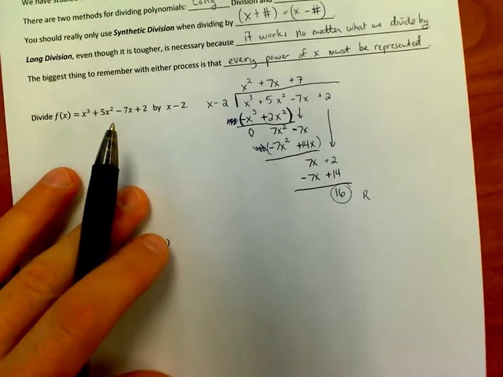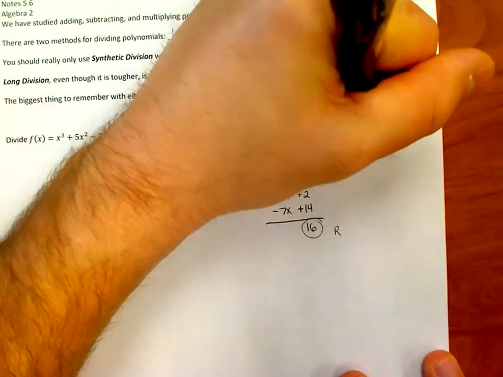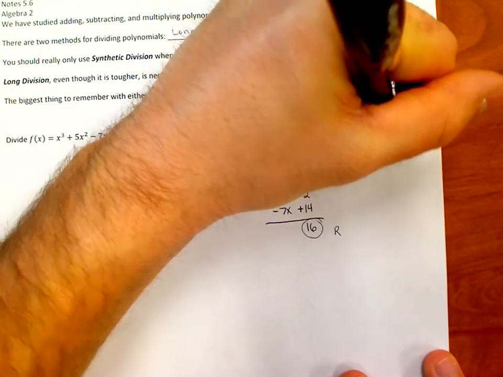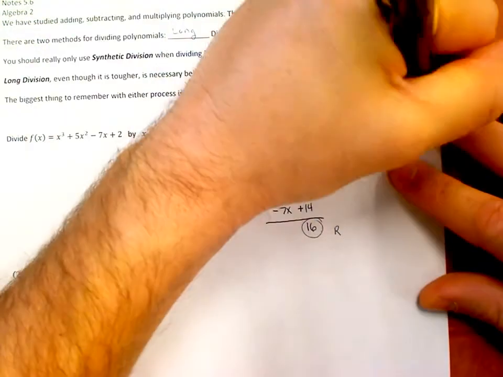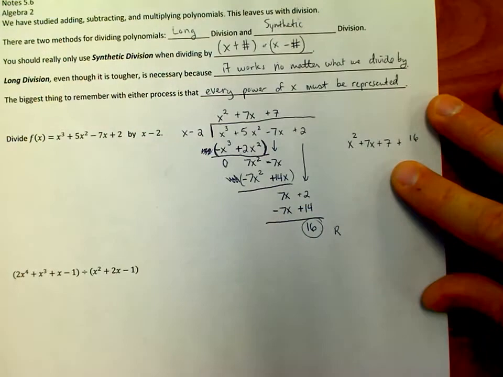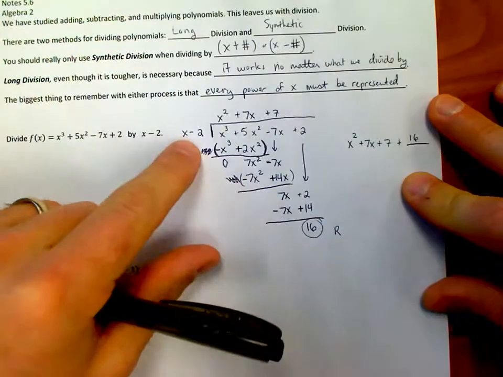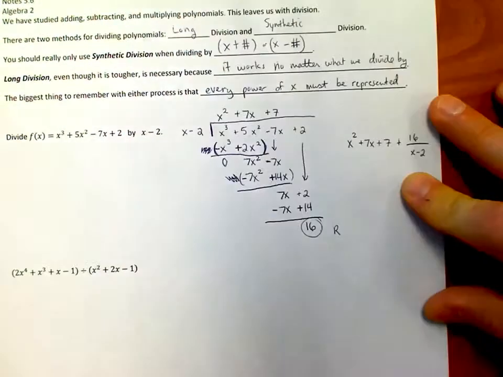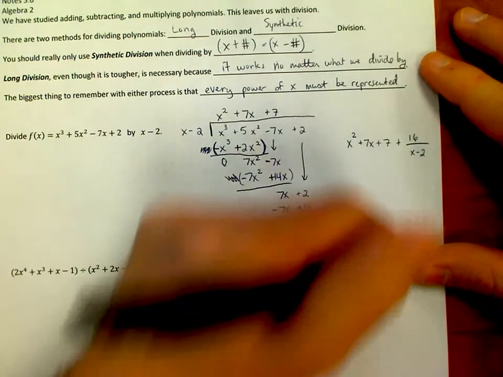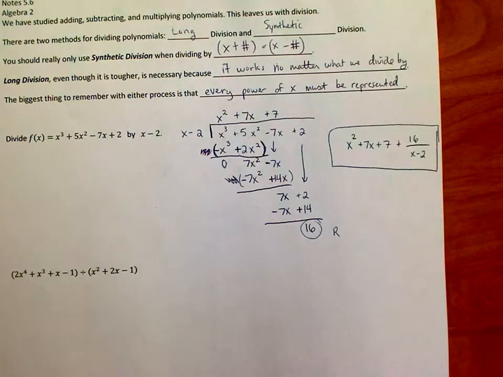So, how we write it here is we say that we have x squared plus 7x plus 7, right? And an additional 16 from here. And instead of dividing by 5 in this problem, we're dividing by x minus 2. 16 over x minus 2. And that is our answer for this particular problem. It's a long process, right? It's long division. So it's complicated.